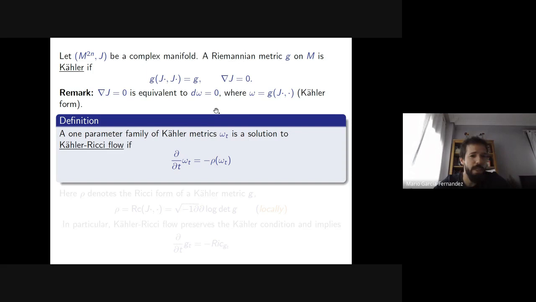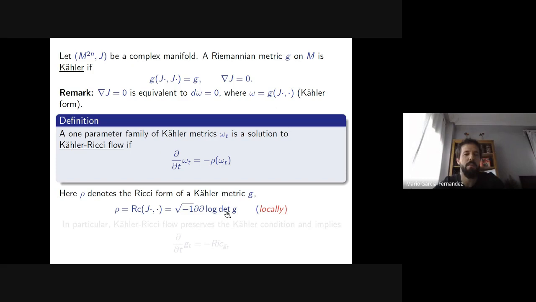Then we say that a one-parameter family of Kähler metrics omega t is a solution to the Kähler-Ricci flow if this parabolic partial differential equation is satisfied. So the evolution of the Kähler form is by minus the Ricci form of the Kähler form. So what is this rho of omega t? Let me be a bit more explicit. Rho is the Ricci form of the Kähler metric, which you can define via taking the Ricci form of the underlying Riemannian metric and rotating by the complex structure J. And one of the magic formulas in Kähler geometry tells you that this Ricci form is actually the curvature of a Hermitian metric on the anticanonical bundle that you can express in this way: the dd bar of log of the determinant of the metric.